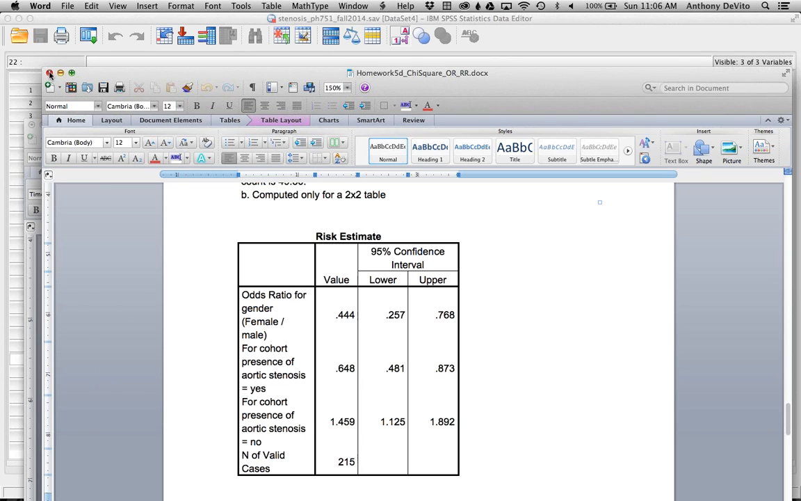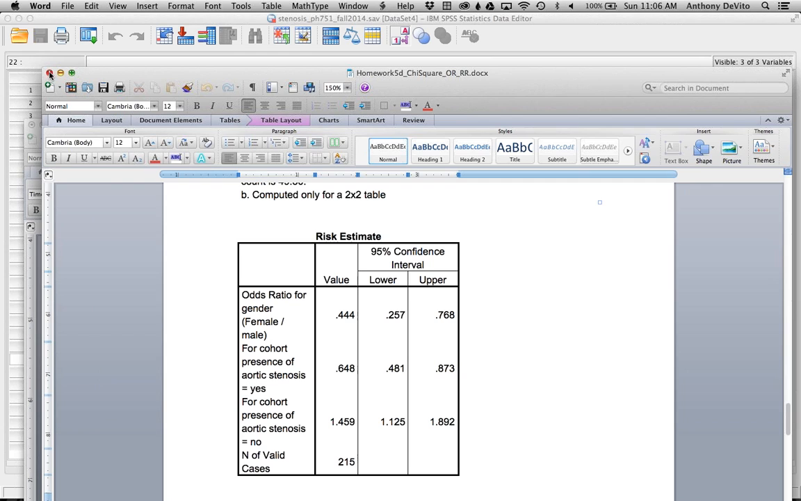But remember, the real key here is that we now have a test for comparing the means of two groups, the t-test. We now have a test, analysis of variance, for comparing the means of multiple groups at the same time. We now have a way of analyzing data that is categorical, two categories or two nominal variables.